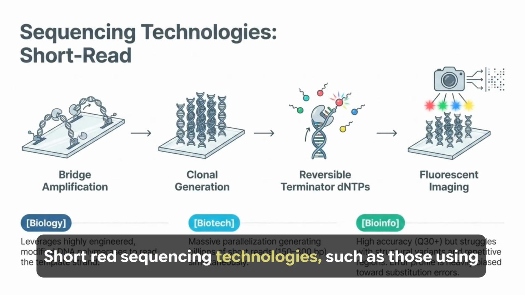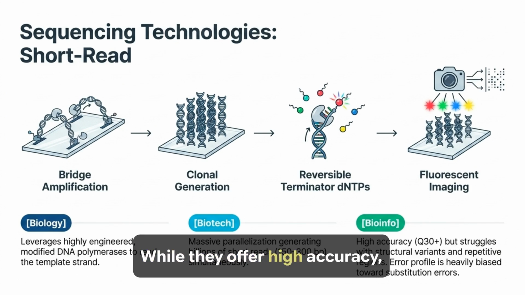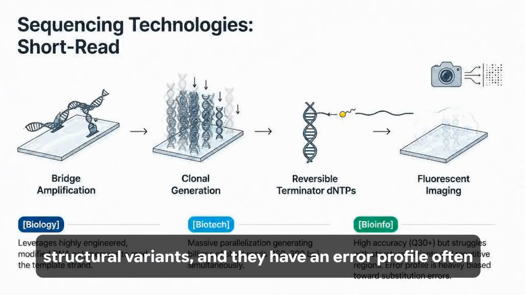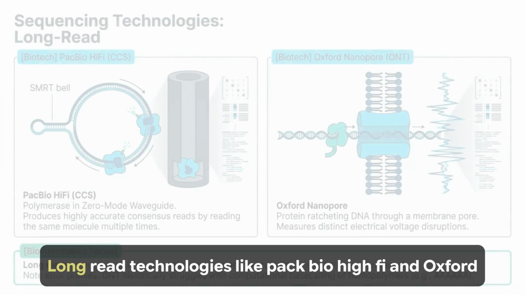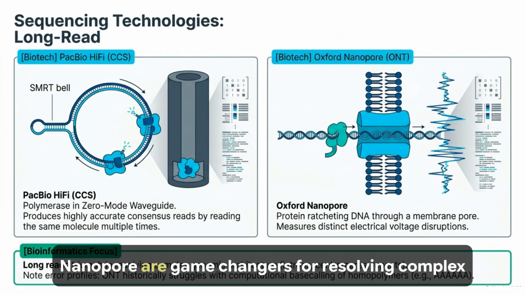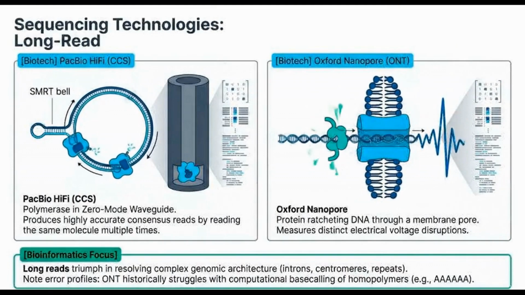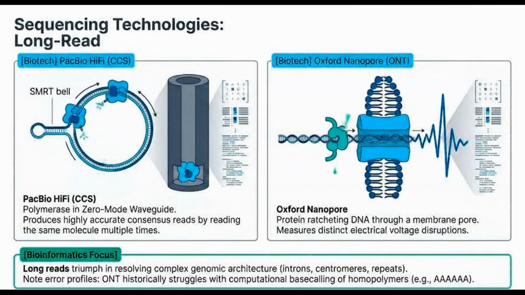Short-read sequencing technologies, such as those using bridge amplification, generate billions of reads simultaneously. While they offer high accuracy, they struggle with repetitive regions and structural variants, and they have an error profile often biased towards substitution errors. Long-read technologies like PacBio HiFi and Oxford Nanopore are game-changers for resolving complex genomic architecture. These platforms can span repetitive regions, although they each have distinct computational challenges regarding error profiles and base calling.